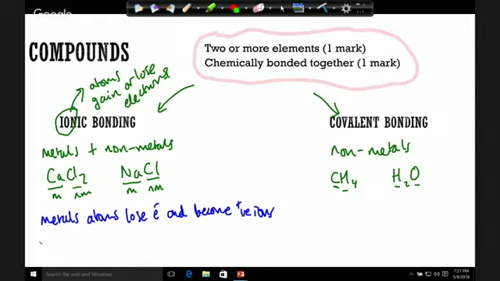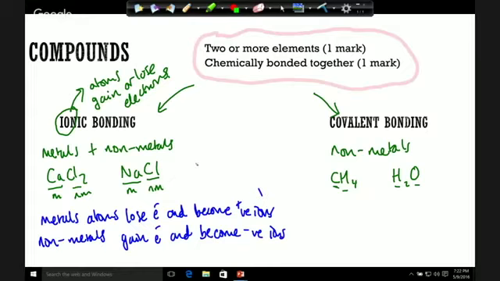And on the other hand, non-metals gain electrons and become negative because they're gaining a negative charge. So overall, they're more negative. And it's these charged particles then that attract each other. For example, we've got Na plus and Cl minus, and they are then attracted to each other in this ionic bond. Okay.